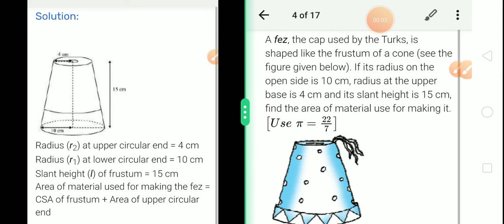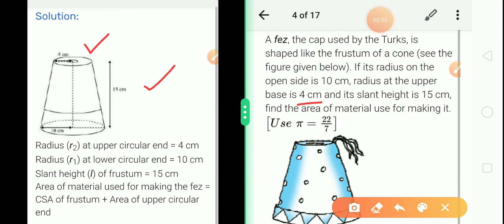Question 3. A fez, the cap used by the Turks, is shaped like the frustum of a cone. Please see the figure. If its radius on the open side is 10 cm, radius at the upper base is 4 cm, and its slant height is 15 cm, then find the area of material used for making it. Use pi 22/7. Please see the solution on the left hand side. You can draw the diagram of frustum. Okay, it is given that upper base is 4 cm.